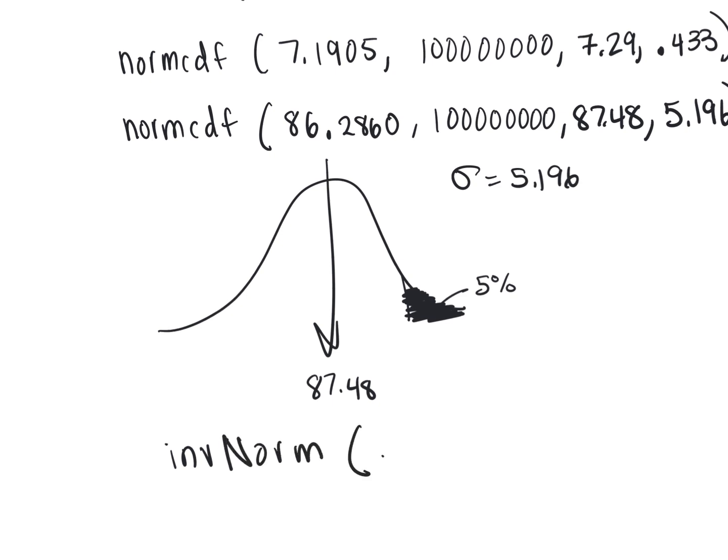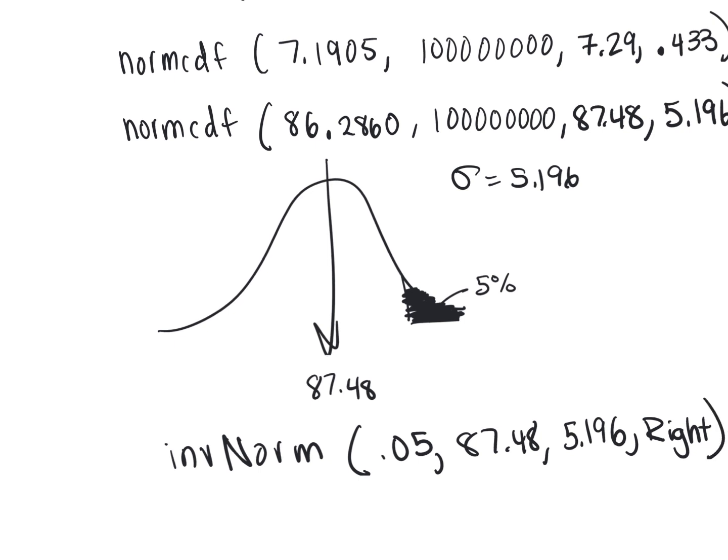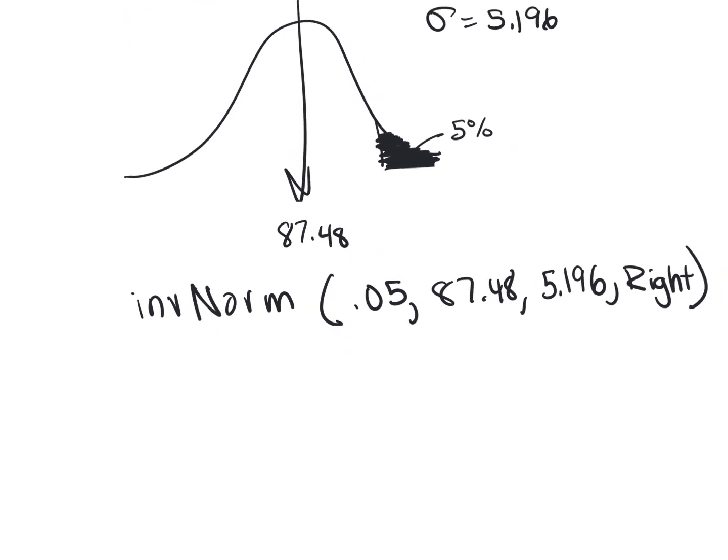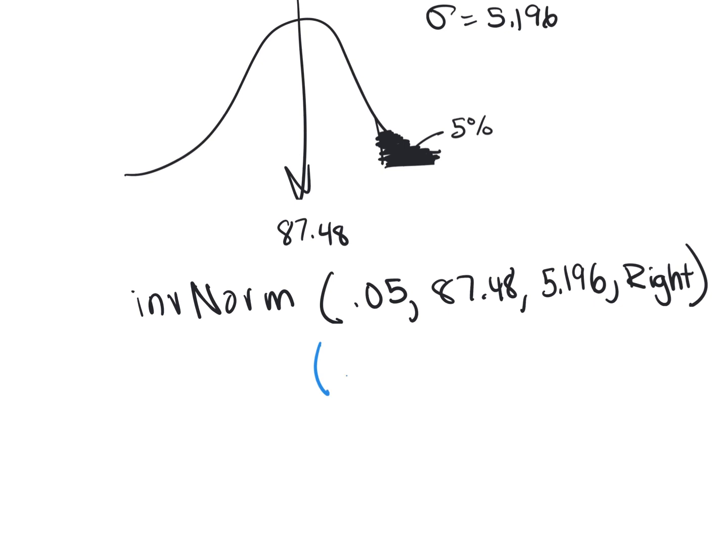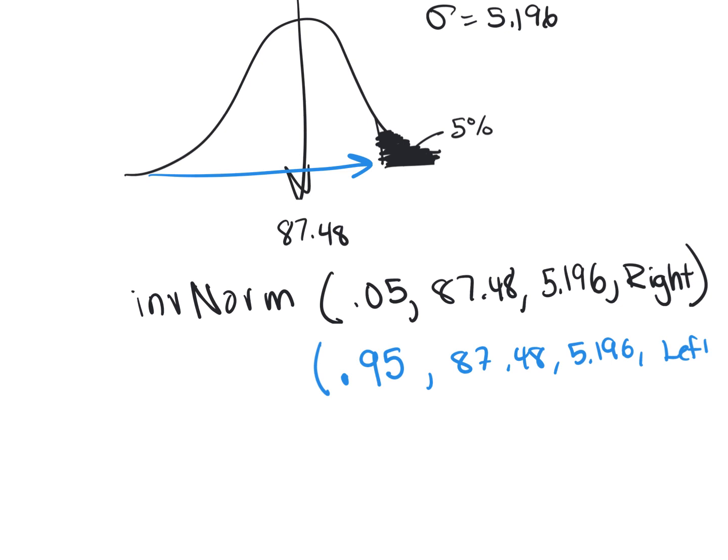My area, I could put 0.05 here. My mean is this. My standard deviation is this. But then I need to tell it upper, so I need to say right because I want the right 5%. If I didn't use right and I just used left, or if my calculator only told me left, or if I'm using Excel, then I'd put 0.95 because the upper 5% is the lower 95%. Same mean, same standard deviation, but now it's giving me the left tail. Okay? All right, so that is number 6.